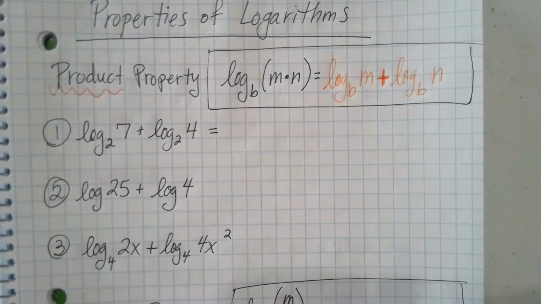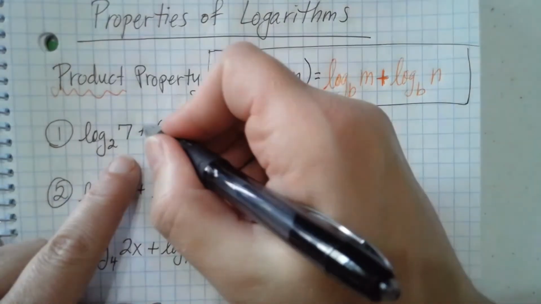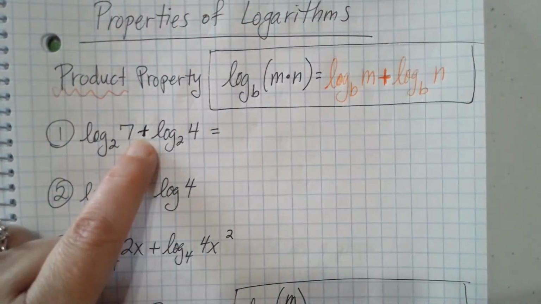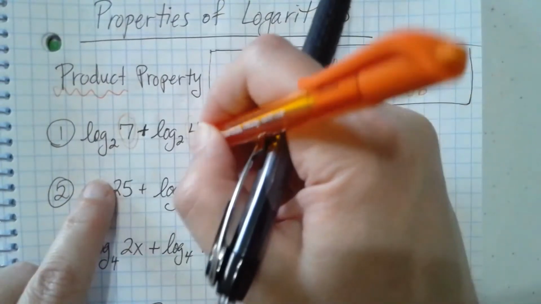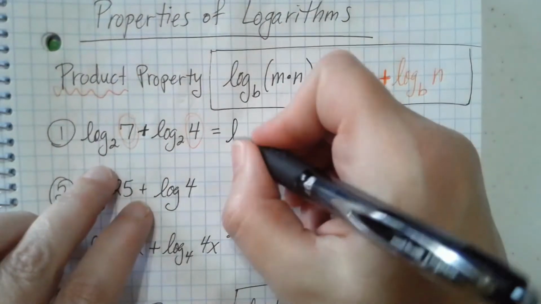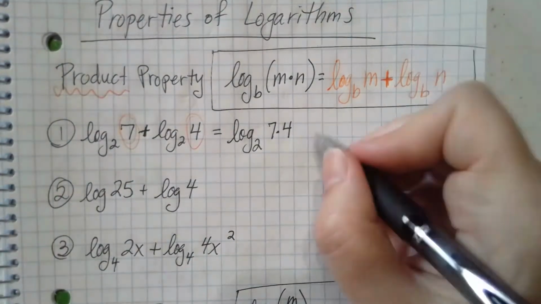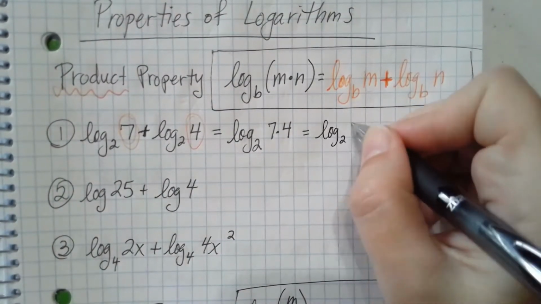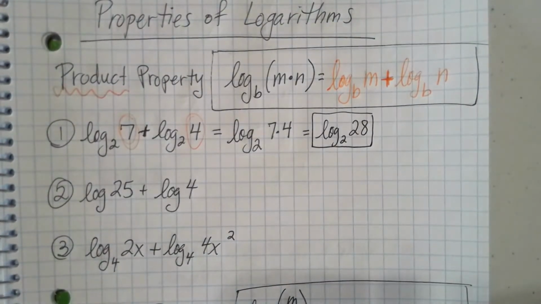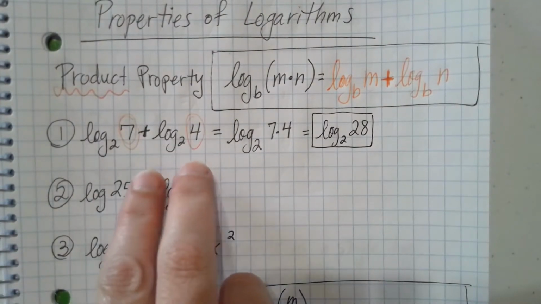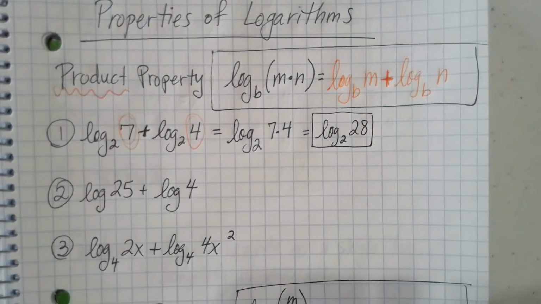Okay, all right, so the first thing we check for is the same base. I see the same base. In between them, I see a plus sign, so that is our product property. So we're going to take these two values right here, this 7 and this 4, and multiply them together. So it's going to look like this: log base 2 of 7 times 4, and 7 times 4 is 28. So what we did was we consolidated, or condensed, as the word is, these two log values into one by using the product property.